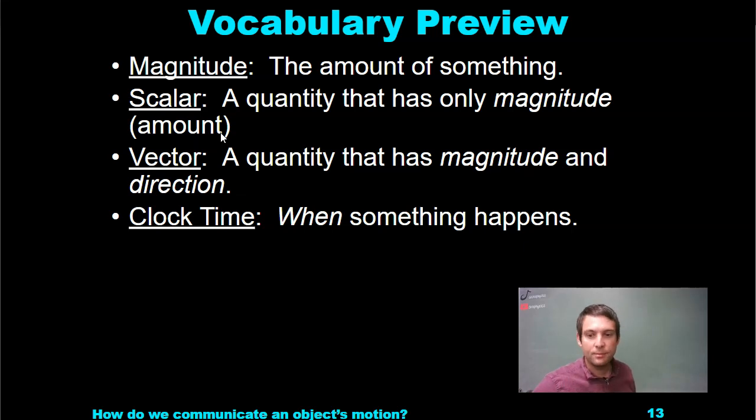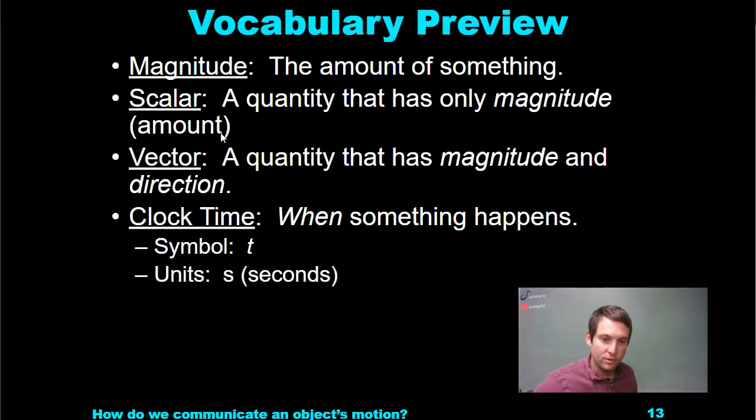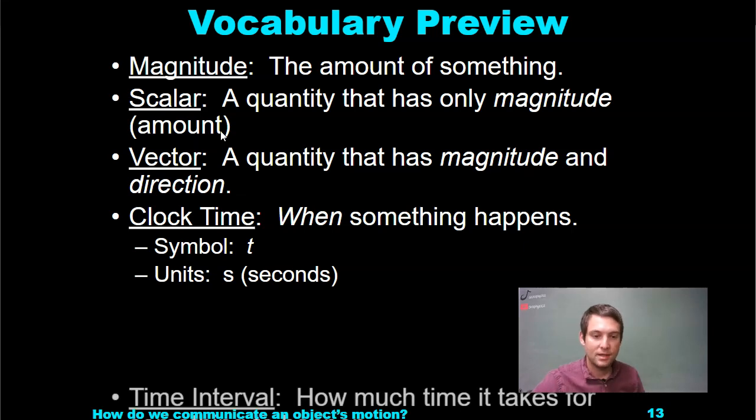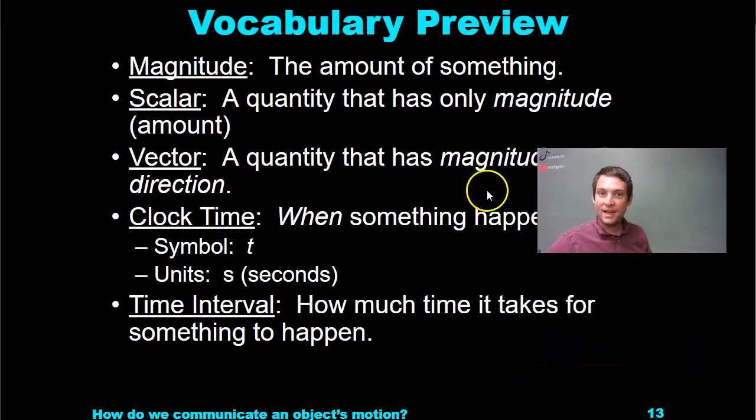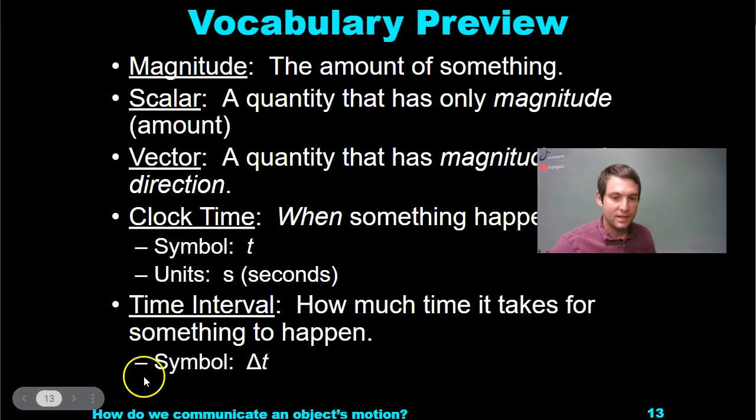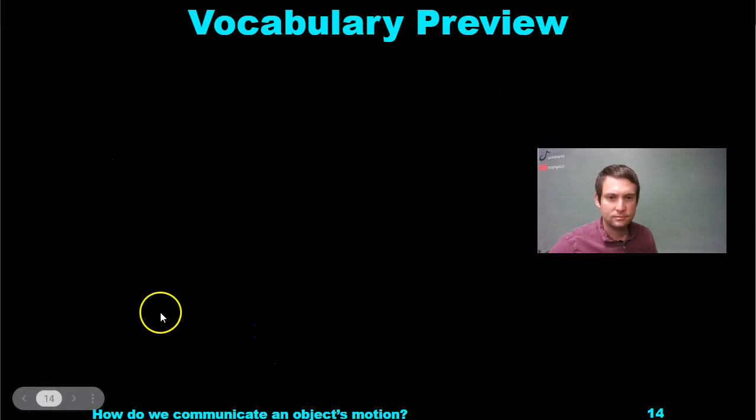Clock time is when something happens. The symbol is lowercase t and the units are seconds. Time interval is how much time it takes for something to happen. The symbol is delta t and the units are seconds.